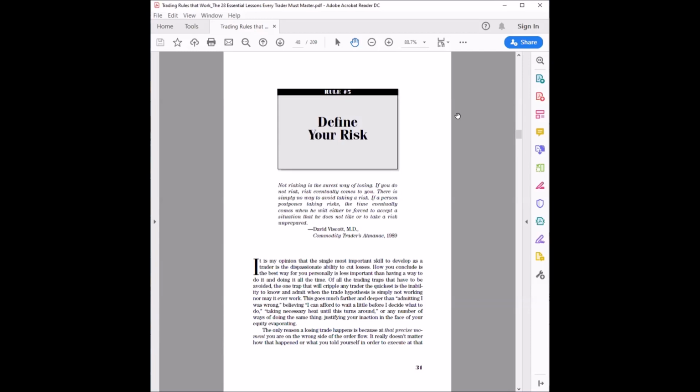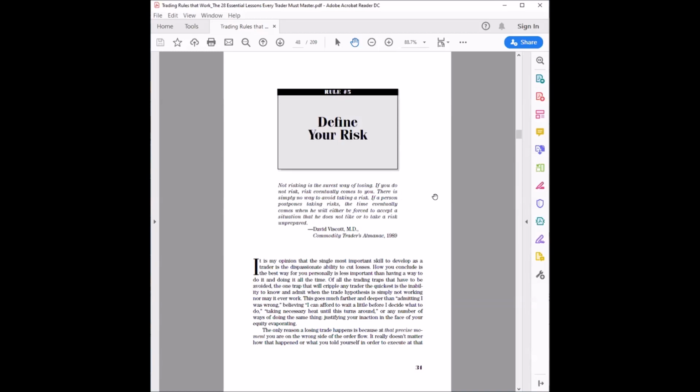And if you're not prepared for all the ways that value shifts and moves across societal, geopolitical, and economic boundaries, you're going to be forced to accept a situation you don't like. So he says, it's my opinion that the single most important skill to develop as a trader is the dispassionate ability to cut losses. How you conclude is the best way for you personally is less important than having a way to do it and doing it all the time.